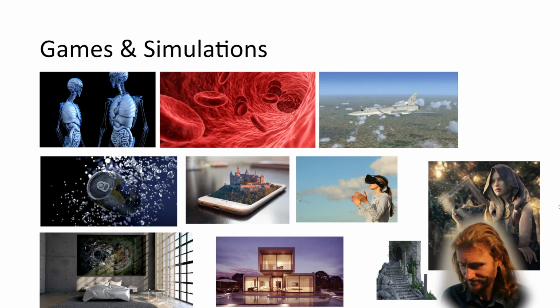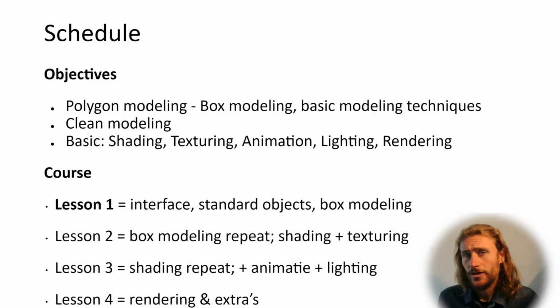In this course we have 4 lessons, and within these 4 lessons we'll cover certain objects. We cover polygon modeling, and within that we're covering box modeling. These are basic modeling techniques we're going to learn, and within that we want you to learn clean modeling, and we'll get back to what that actually is. Then we also get the basics for shading, texturing, animation, lighting and rendering.